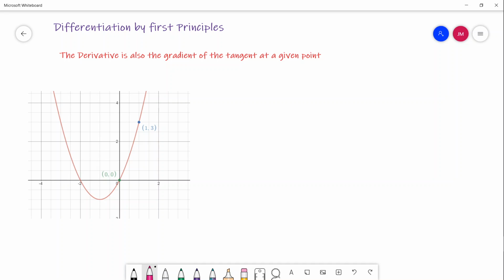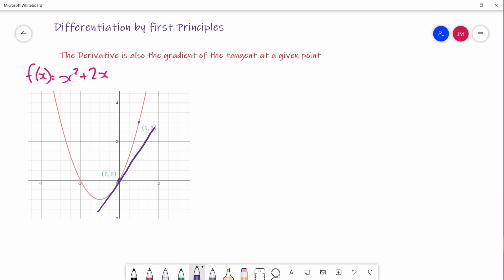So I've just got this equation here, which is x squared plus 2x. This is just a random function in terms of x that I've decided to pick. If I want to find the gradient at a point, let's say at the origin there, the tangent line is the one that just touches it at that point, and I want to find the gradient of that line. That's what the derivative represents.